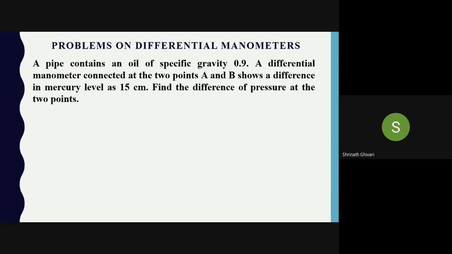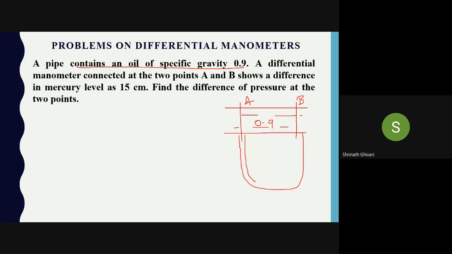So the question is that a pipe contains an oil of specific gravity 0.9. A differential manometer is connected to two points, point A and point B. I'll just draw a simple diagram for you. This is a U-tube differential manometer, which I have connected to a pipe at two points, point A and point B.